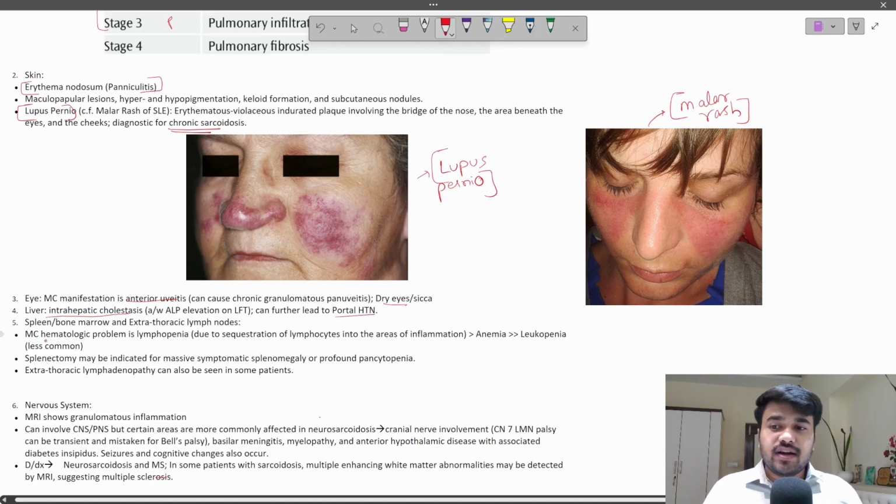Then hematologic involvement, and the spleen, bone marrow, and extrathoracic lymph node involvement can also be seen. The most common hematologic problem is lymphopenia due to sequestration of lymphocytes into the areas of inflammation. So lymphopenia is the most common hematologic abnormality, followed by anemia. Leukopenia per se is uncommon, or you can say less common. Splenectomy may be indicated for massive symptomatic splenomegaly or profound pancytopenia. If there is very high inflammation leading to sequestration of cells, then a splenectomy may be indicated for such patients. Extrathoracic lymphadenopathy can also be seen in some patients with sarcoidosis.